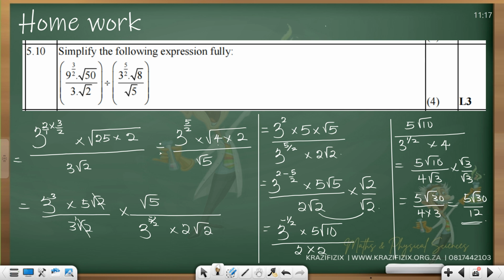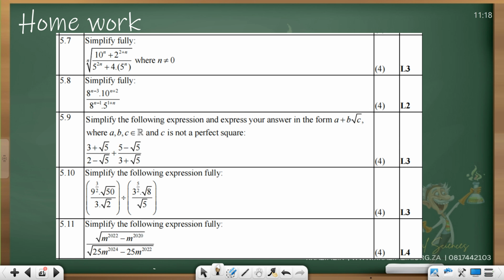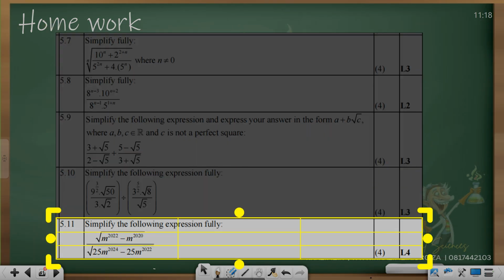Okay, let's progress. But you understand the steps. So please take note of, in the first one, we were doing conjugate when you have more than one term. In the second one, we were rationalizing where you just multiply by the denominator. Okay, lovely. Good questions. These are beautiful questions. Ooh, the last one on this page. Simplify the following fully.